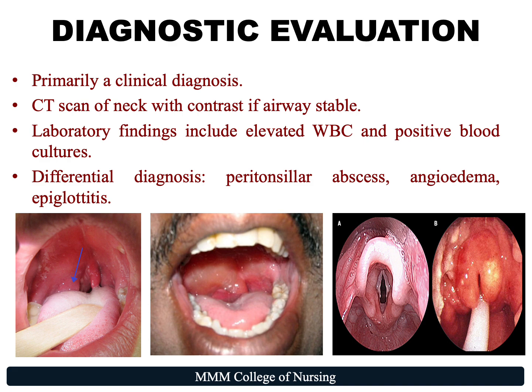So how can we diagnose Ludwig's angina? It is primarily a clinical diagnosis. CT scan of the neck with contrast can be done if the airway is stable. Lab findings show elevated WBC and positive blood cultures. The differential diagnoses to be considered are peritonsillar abscess, angioedema, and epiglottitis.